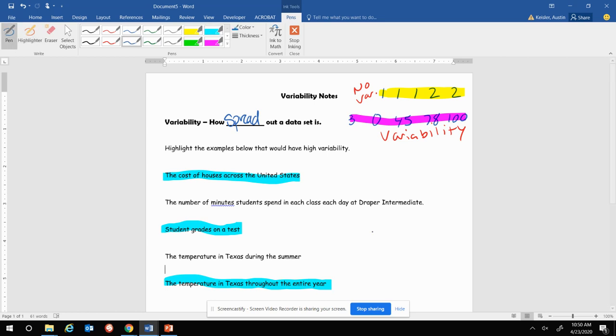Our word of the day is going to be mode. Word of the day is mode.